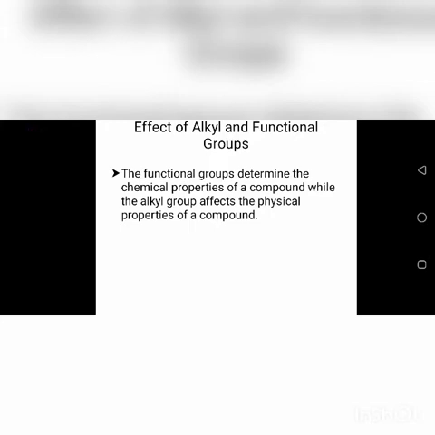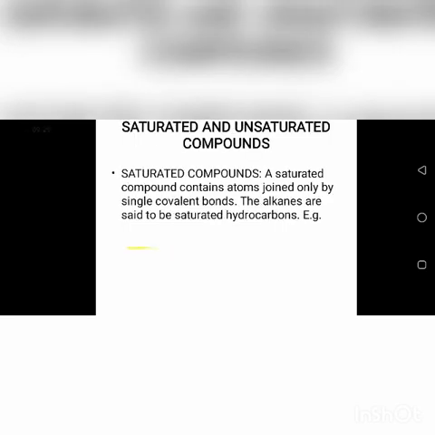What are the effects of functional groups and alkyl groups? The functional group determines the chemical properties of the homologous series, while the alkyl group determines the physical properties of a compound. Organic compounds are further divided into two: either they are saturated or unsaturated. This division is based on the number of bonds that they have.